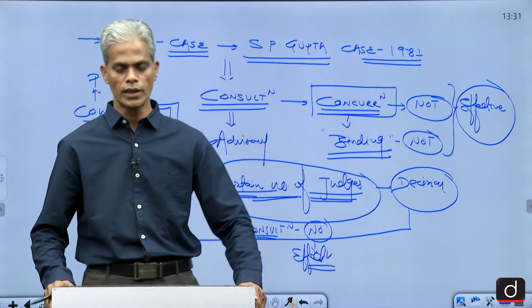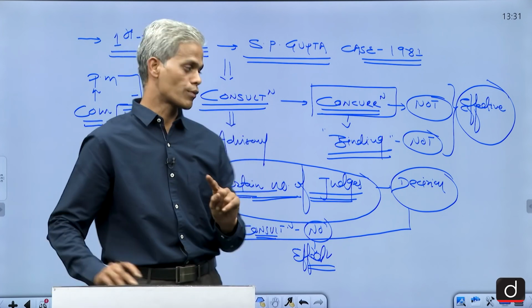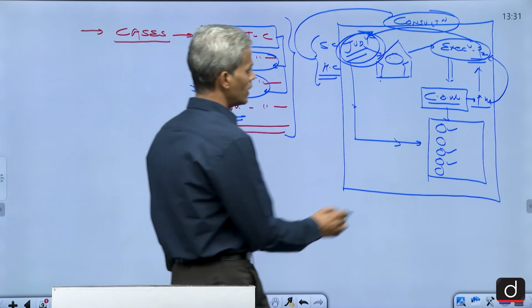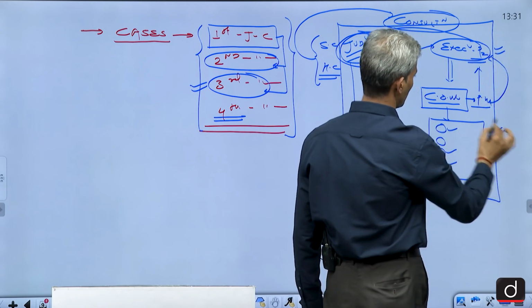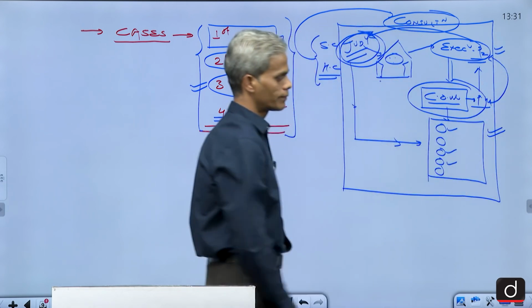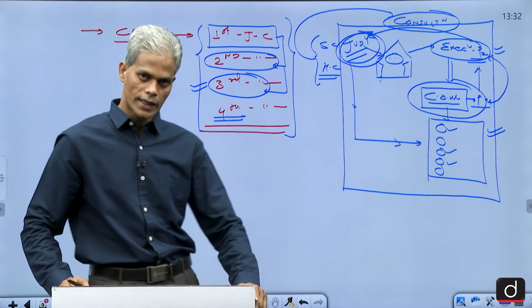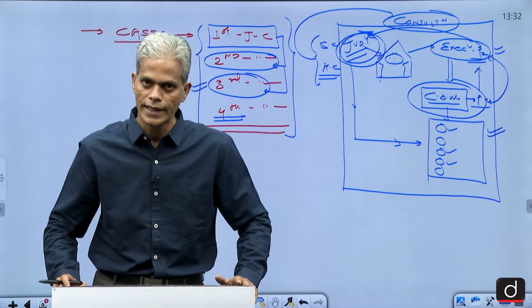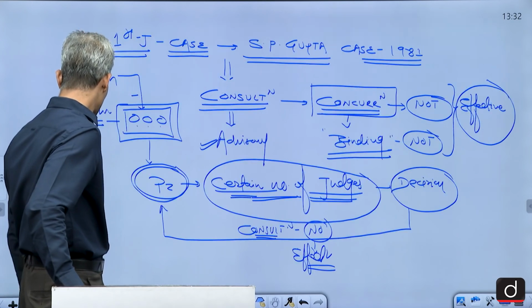This is about the first judge case, where still the situation was the same. The situation was that the executive is appointing the judges and the recommendations are coming from the Council of Ministers. This situation lasted only till 1993, when we came up with the second judge case. So in the second judge case, what happened? Exactly the same thing happened.